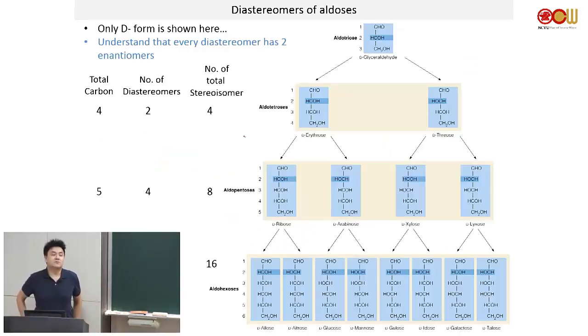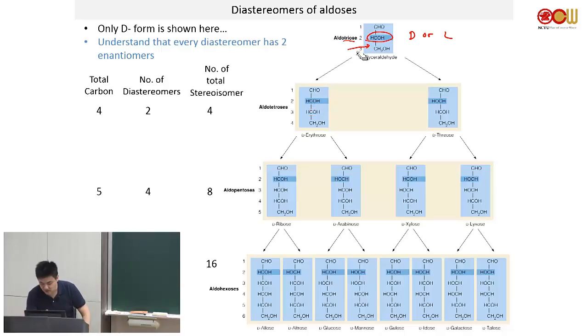Now, the number of diastereomers for aldose, triose. If you have only one chiral carbon for triose, then obviously you only have 2 stereoisomers, D or L. That's it. Now, from triose, you add one more carbon in the middle, like this one.